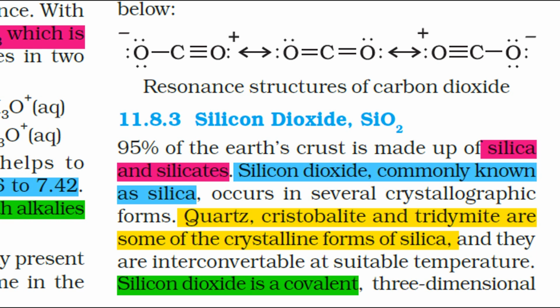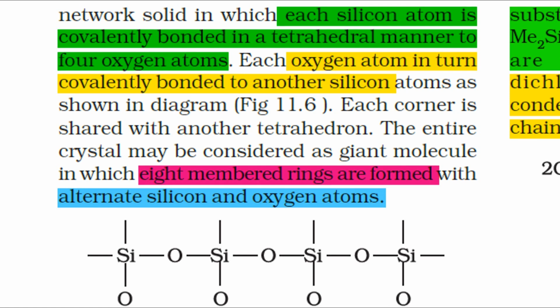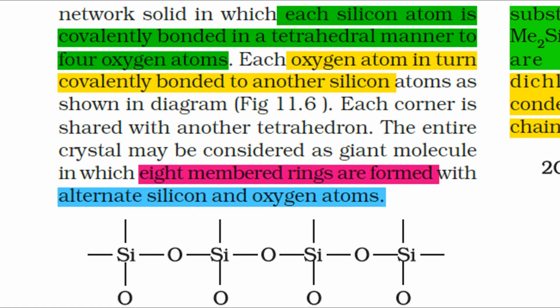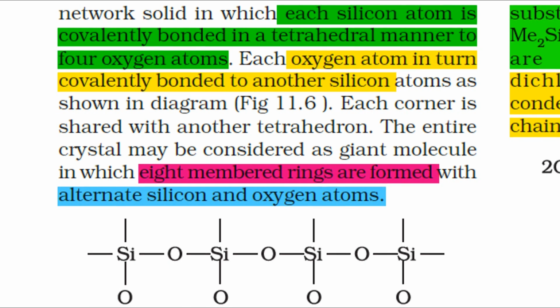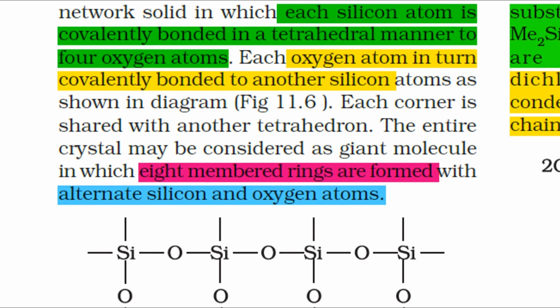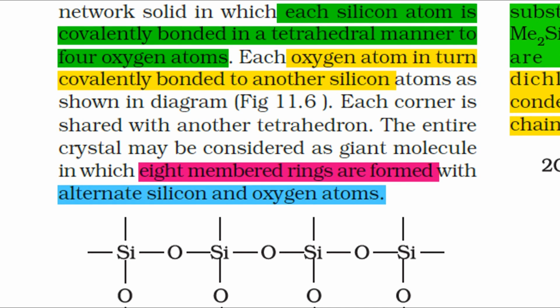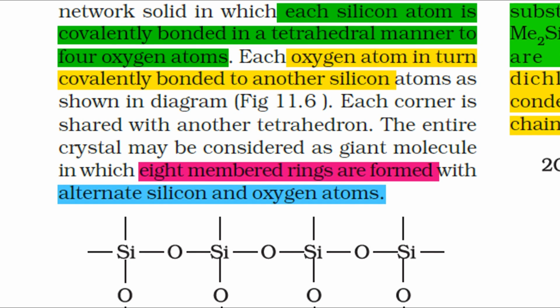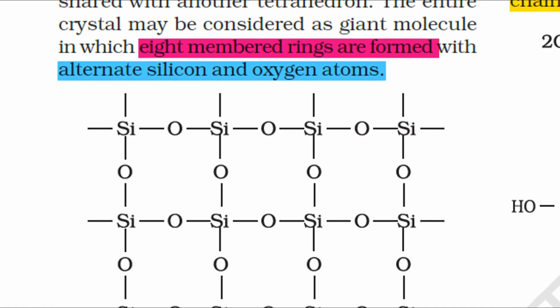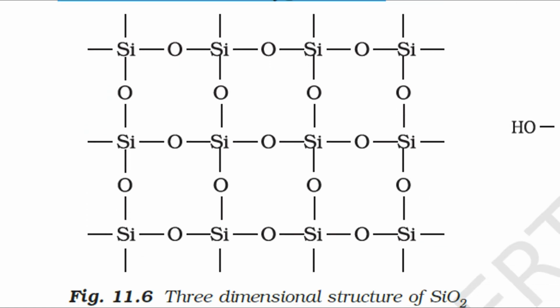Now about silicon dioxide. Silicon dioxide is a covalent three-dimensional network solid in which each silicon atom is covalently bonded in a tetrahedral manner to 4 oxygen atoms. Each oxygen atom in turn is covalently bonded to another silicon atom, as shown in diagram 11.6. Each corner is shared with another tetrahedron. The entire crystal may be considered as a giant molecule in which 8-membered rings are formed with alternate silicon and oxygen atoms, as you can see in this diagram here.